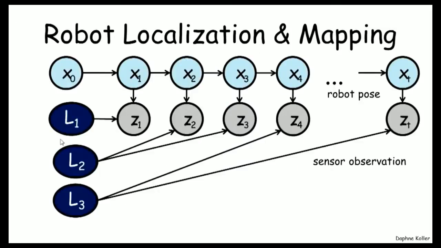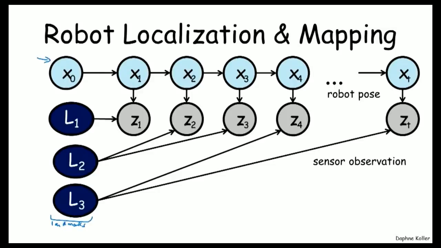The graphical model looks something like this. We have at each point in time a robot pose, which is the robot pose at time 0, 1, up to the end of the trajectory, t. And we have a set of landmarks whose positions are fixed. The landmarks don't move. So notice that these are not random variables that change over time. They're just there, and they're constant.